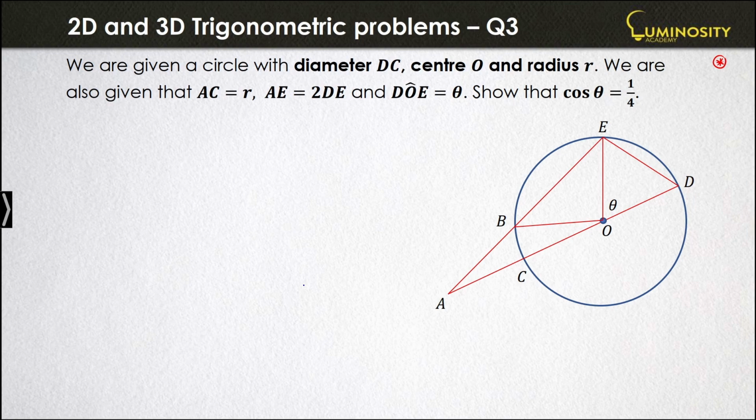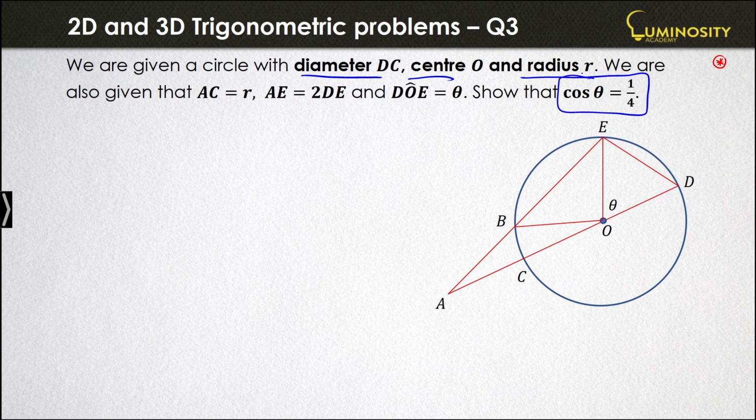Let's have a look at question 3. We're given a circle with a diameter DC, a center O, and the radius R. We're given that AC is equal to R, AE is equal to 2 times DE, and angle DOE is equal to theta. We want to show that cos of theta equals a quarter.